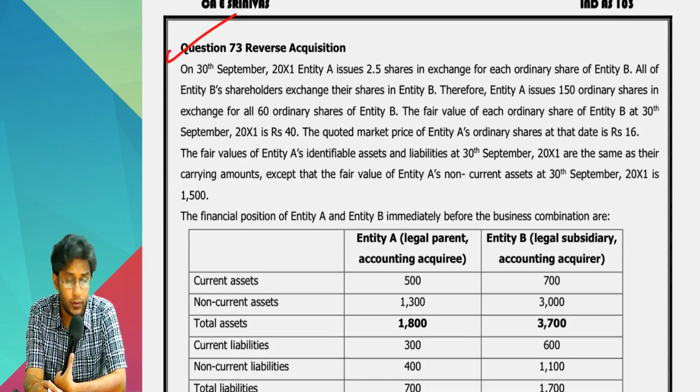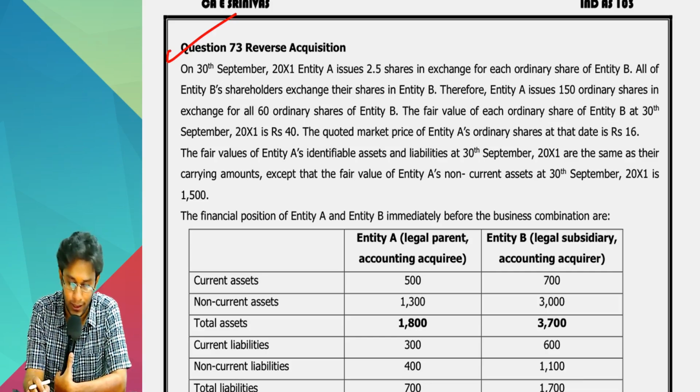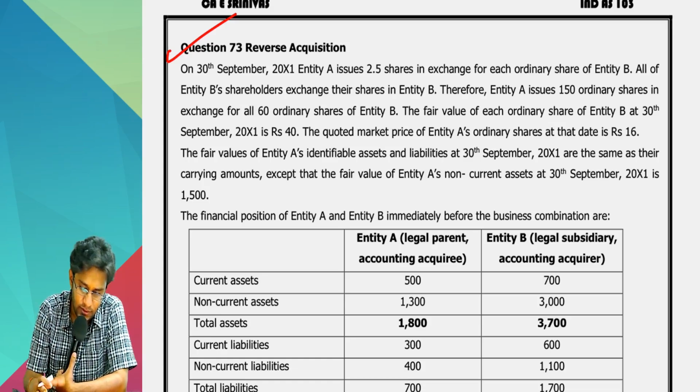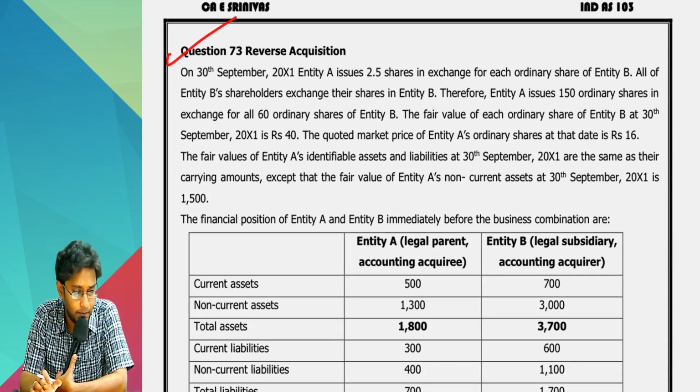On 30th September 20x1, entity A issues 2.5 shares in exchange. Sir, read carefully. This will take time and also some effort, mentally.